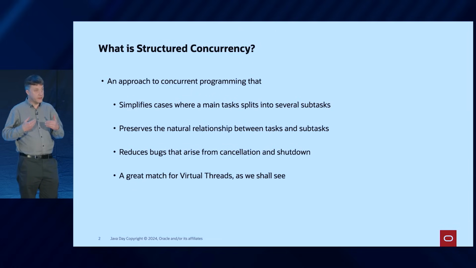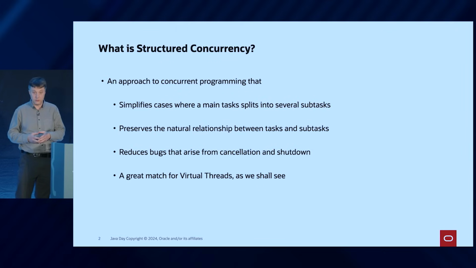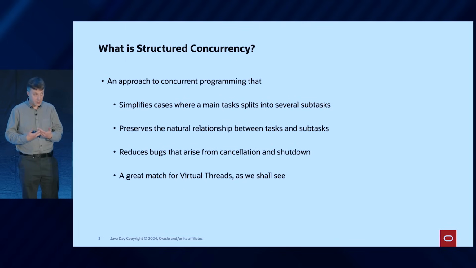When you start splitting things up and writing things concurrently, there's a whole lot of bugs that can occur, especially when you get into things like shutdown, exceptions, and cancellation. All of these are problematic when you start writing this kind of concurrent code. There are a lot of bugs that can hide here, and this concept of structured concurrency helps to reduce and eliminate a lot of these bugs.